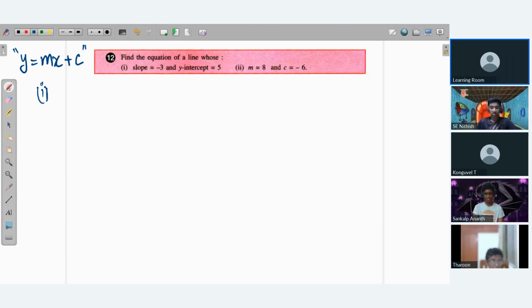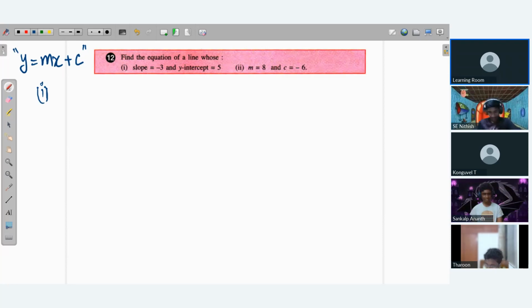So your answer? 3x plus y minus 5 is equal to 0. Sir, I did it. Wait, m is slope, right? And c is y-intercept, right? Yes. We are supposed to write the equation in the standard form. How do I do that?